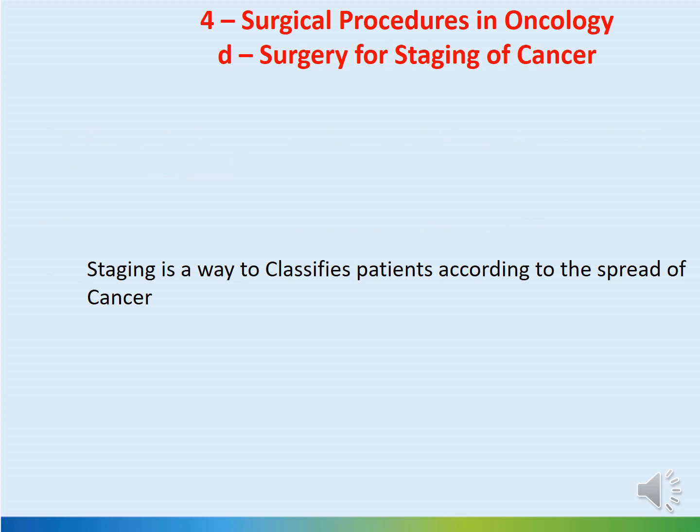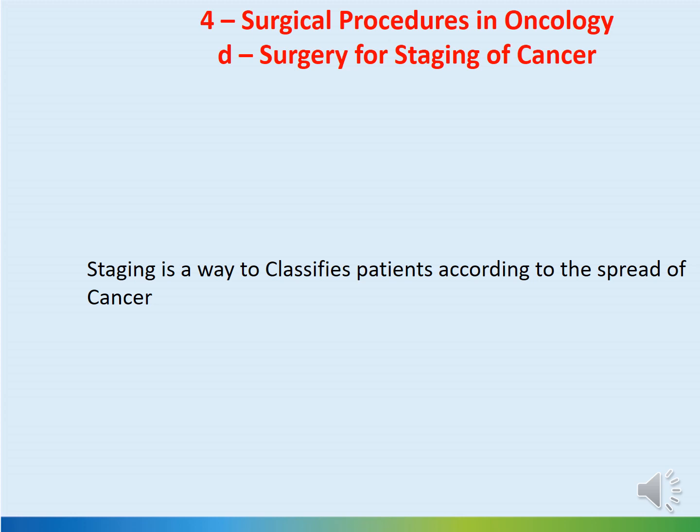Number four of the types of surgery we do in cancer is called surgery for staging cancer. That means we just do the surgery for the purpose of staging, not for a cure, not for palliation, just to know the stage of the cancer. You know that staging is a way to classify patients according to the spread of cancer.